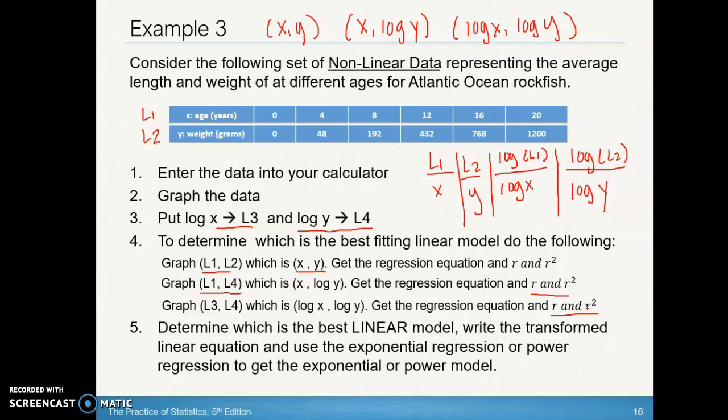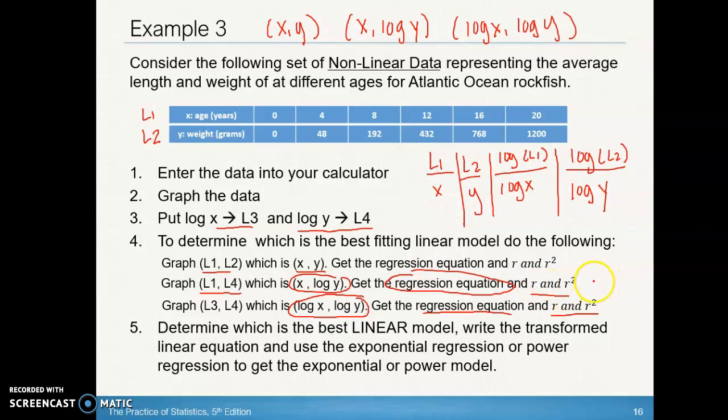Once you do that, you're going to determine which is the best linear model. Look at the graph, see which one is the best linear model, and then you're going to get the regression equation from log of x, log of y. So you're going to use list 3 and list 4 to get the regression equation. Get the regression equation for x, log of y, which is list 1 and list 4. That's what you're going to get the r and r squared values for.